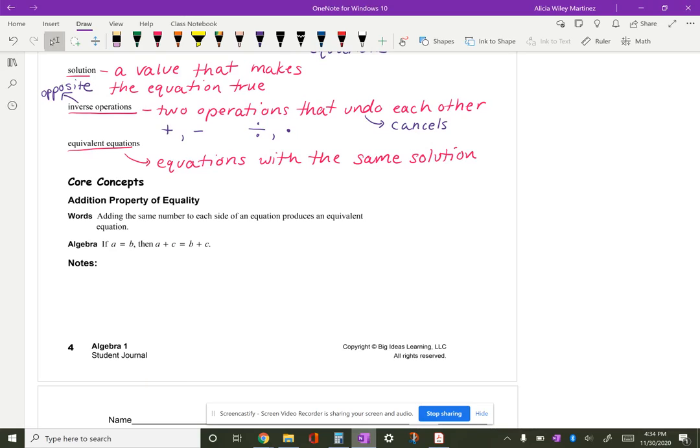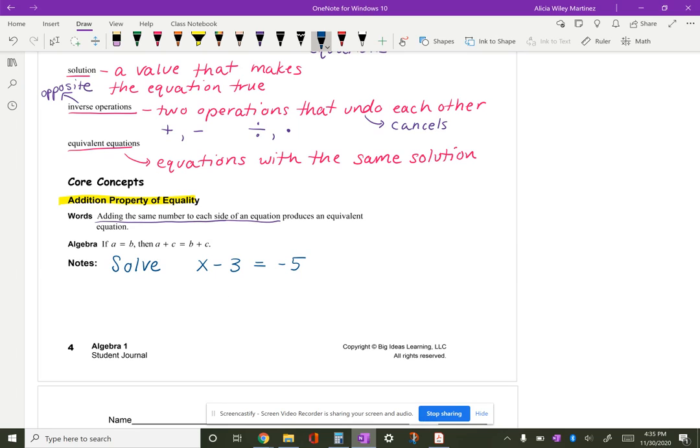Okay, so let's look at the properties that we have here. For each of these properties, I'm going to give you a quick example. The directions for these examples are going to be solve. The addition property of equality is the idea that if I have an equal statement and I add the same thing to both sides, it's still equivalent. So the addition property of equality is the idea of adding the same number to each side of an equation. Remember, the sides of an equation are separated by an equal sign. So here's one side that's equal to another side.